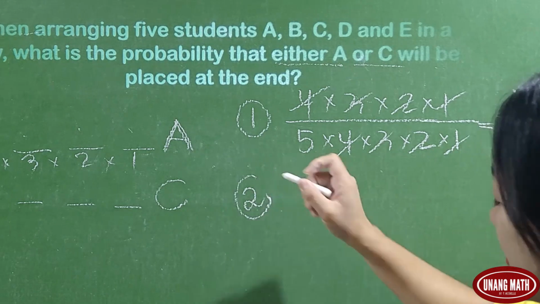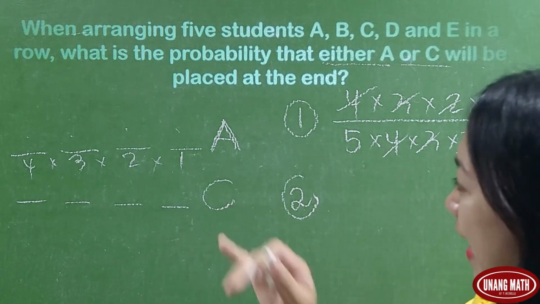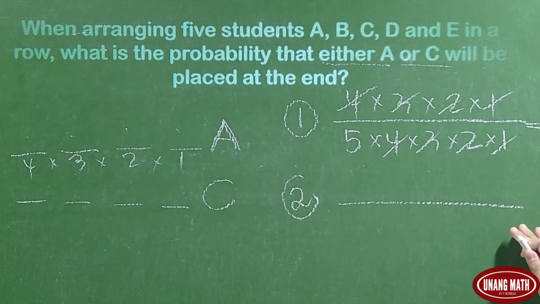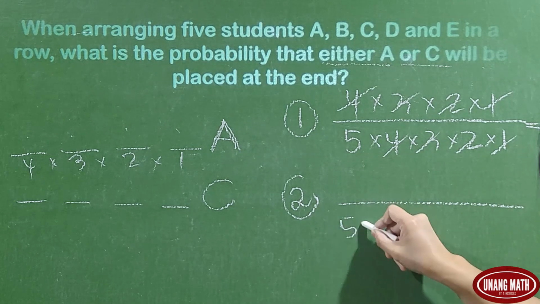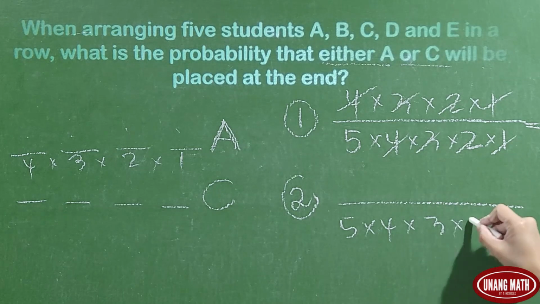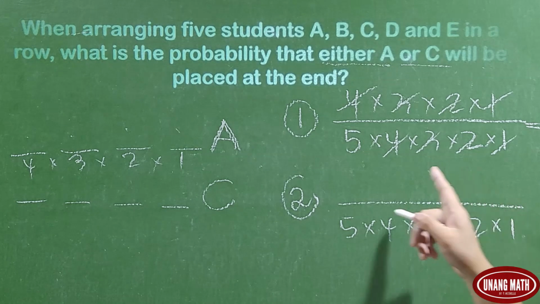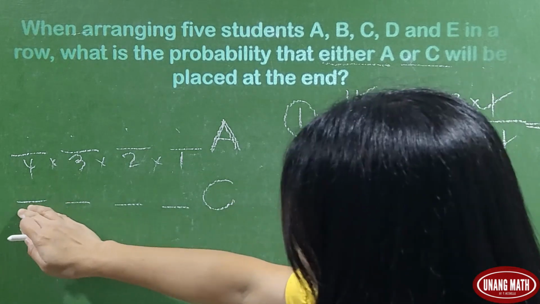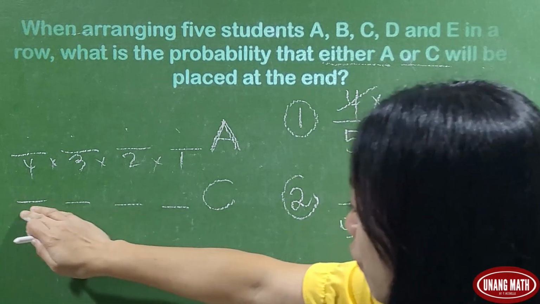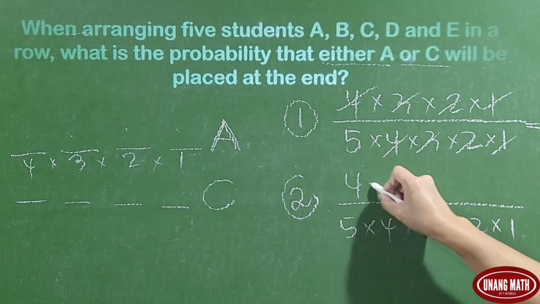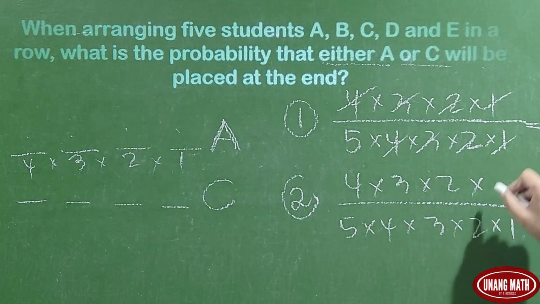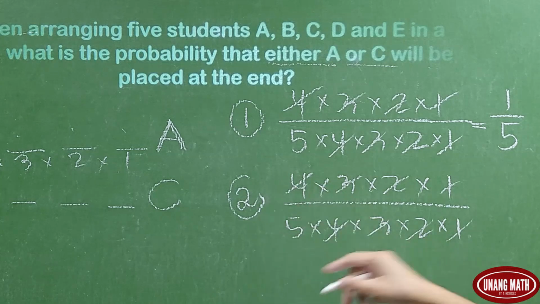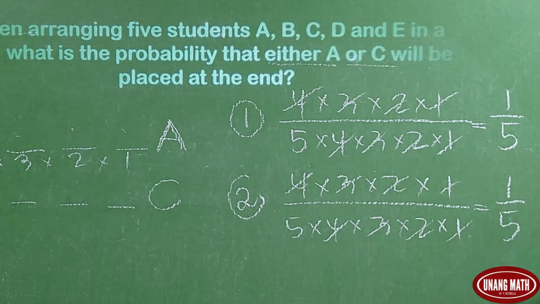What about our second event? C is at the end of the row. For the total possible outcomes, this is the same: 5 times 4 times 3 times 2 times 1. What about the favorable outcomes? C is here, so we are just going to arrange these 4 students. So it would be 4 times 3 times 2 times 1. Let's simplify. This is also equal to 1 over 5.